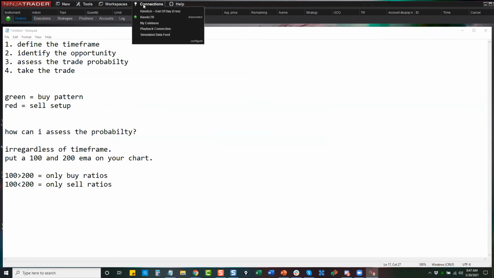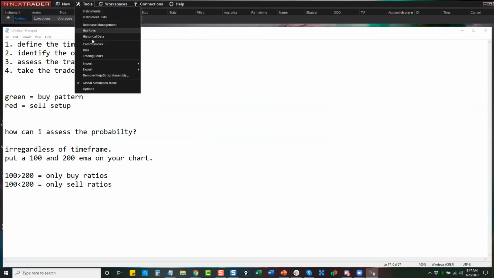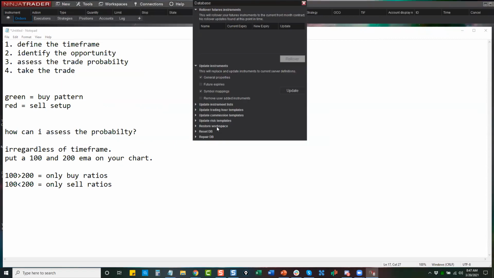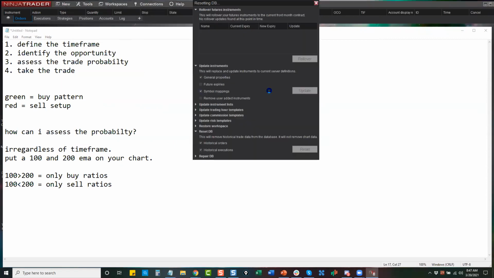Just give me 1 second. I'm going to disconnect the data. And I appreciate your patience, guys. I never, ever expect the data to have that type of an issue, but we'll reset the database. Okay, and repair the database. There it is.